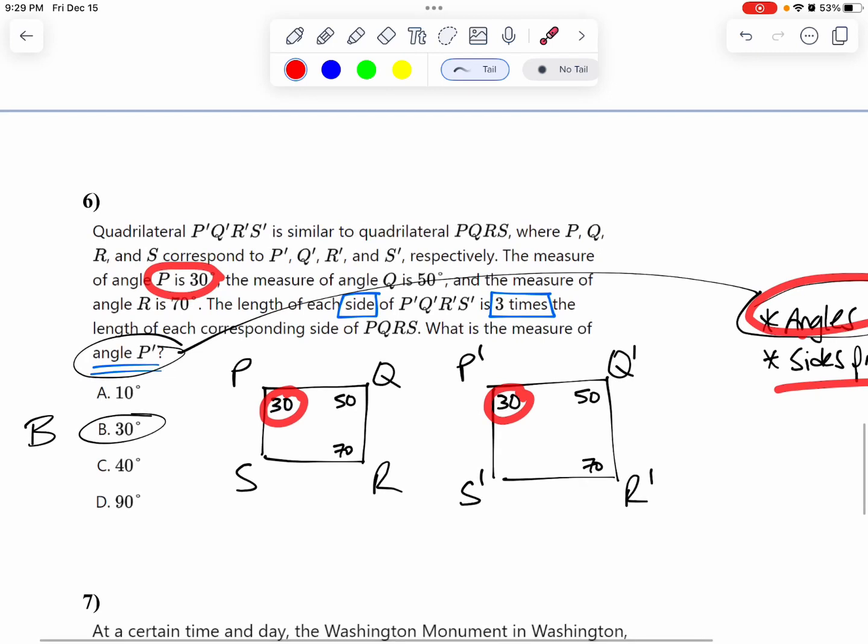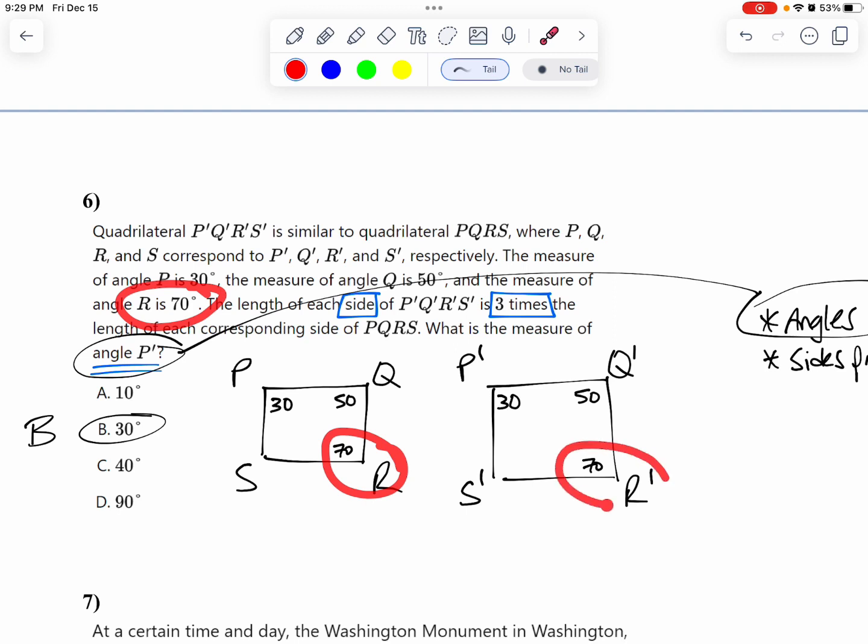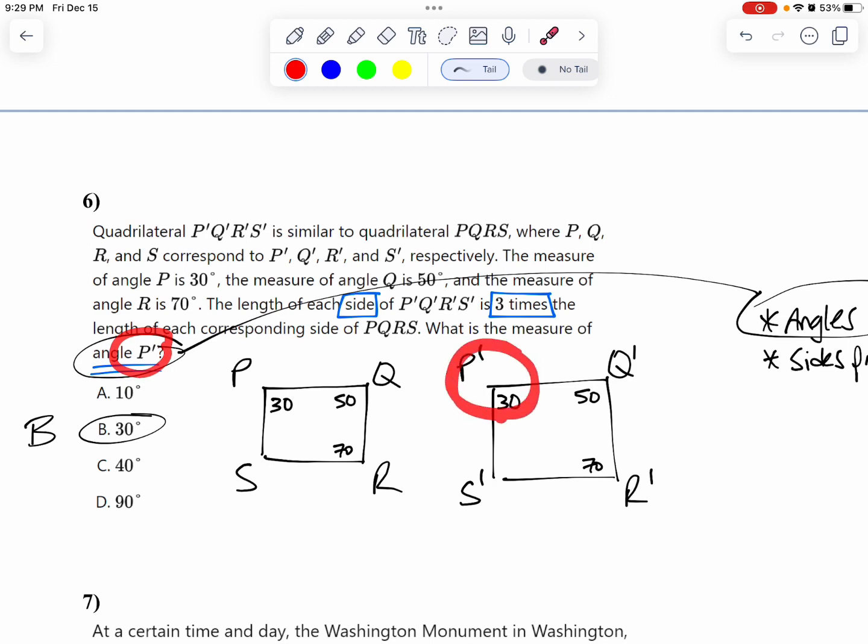Okay, cool. What else do we know? Q is 50. So next to Q, I put a 50. And next to Q prime, I put a 50. That's awesome. And R is 70. So 70 and 70. The length of each side is 3 times the length of the original. Okay, but they're not asking me about the side. That's kind of extraneous, trying-to-trick-you information. They're asking about an angle. Did you remember that? Okay, what are they asking for? P prime. I think I already have that labeled, don't I? Oh, snap. Okay, great. Answer's B, 30 degrees.